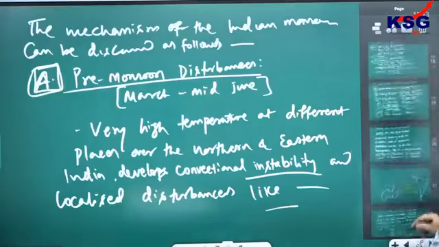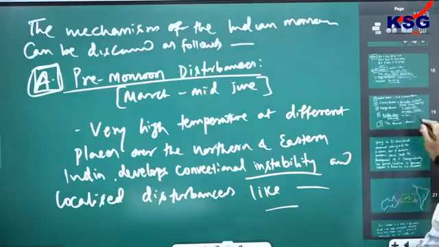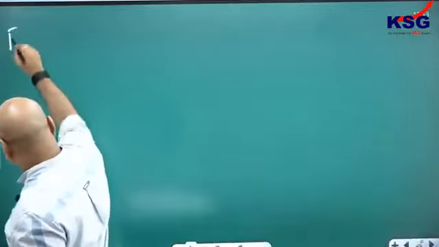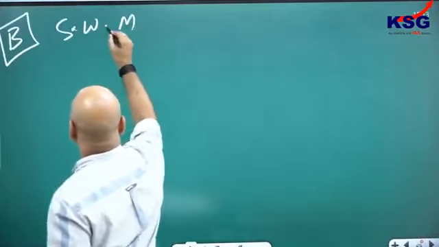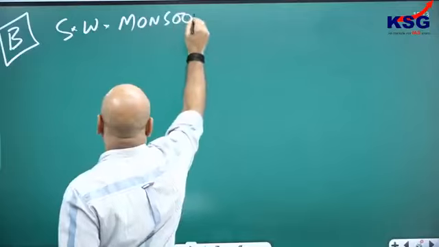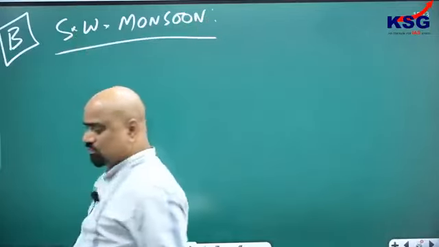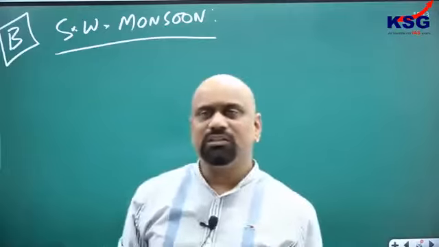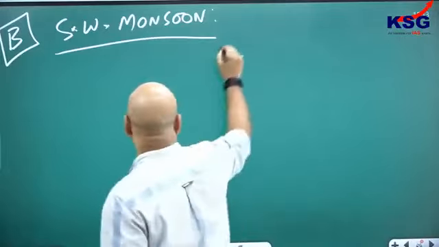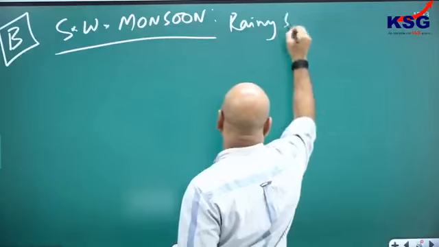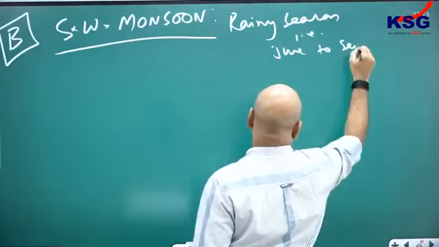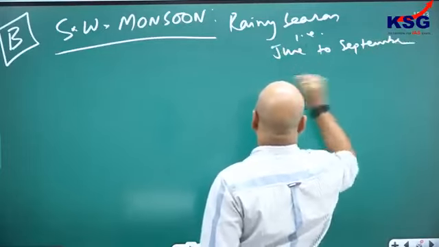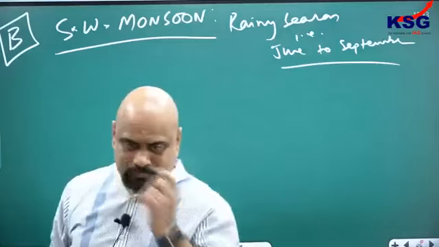Okay, now I'll move on to the next. B, it is southwest monsoon. Southwest monsoon. It's the rainy season in India, that is June to September. This is a rainy season, southwest monsoon.